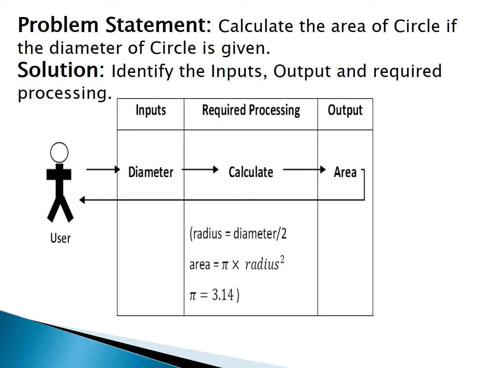See, identify the input, output, and required processing. Input we are giving as diameter. Then we are going to calculate using the formula. How do we get the radius? Radius is equal to diameter by 2. Then I'll get the radius. So what is the area of the circle? Area of circle is pi multiplied by radius squared. Pi is a fixed value, 3.14, multiplied by radius squared. Radius squared is nothing but radius multiplied by radius.